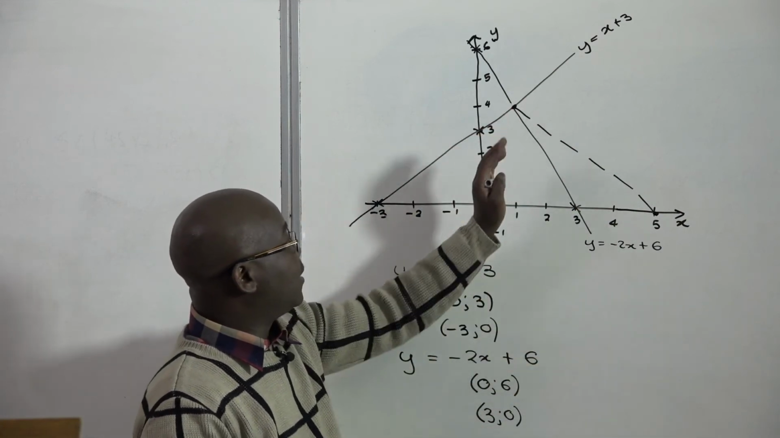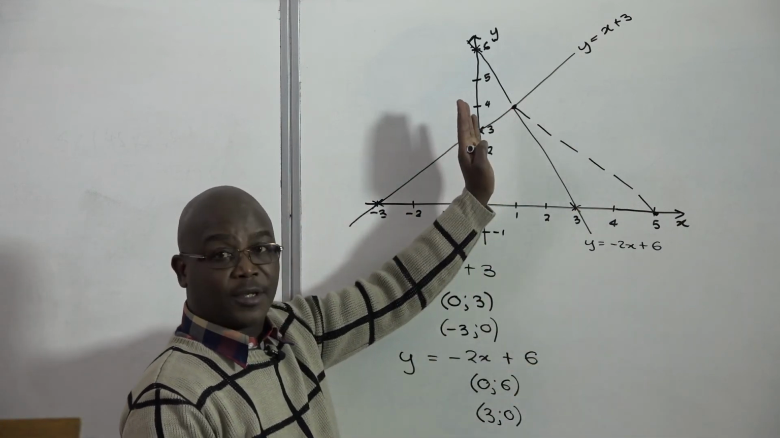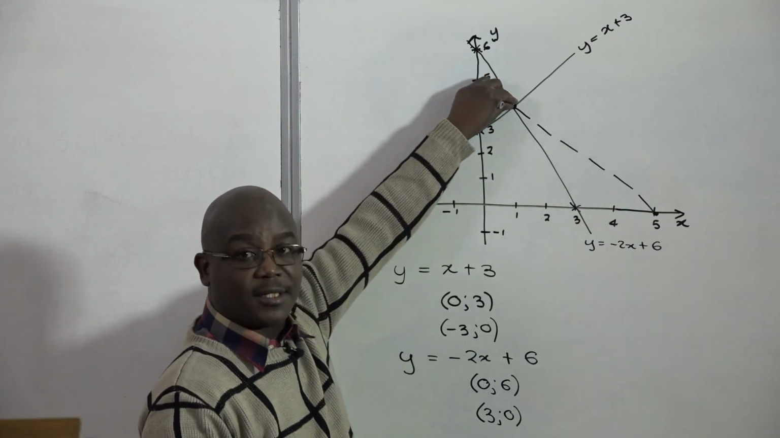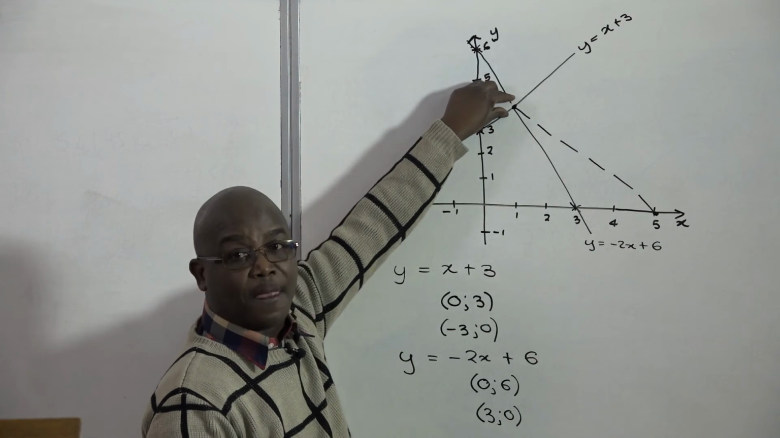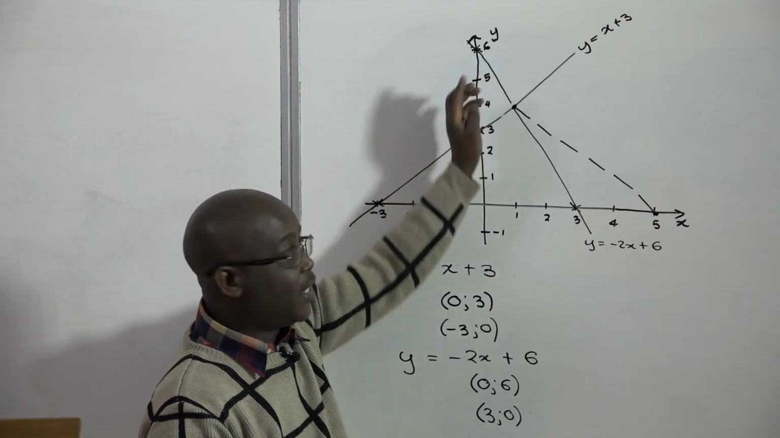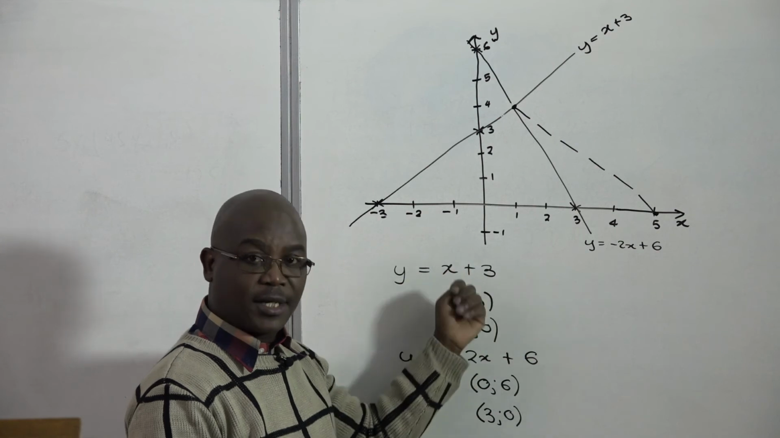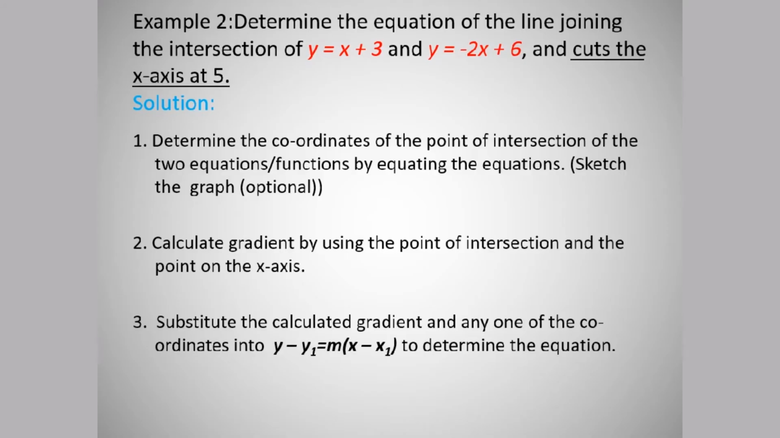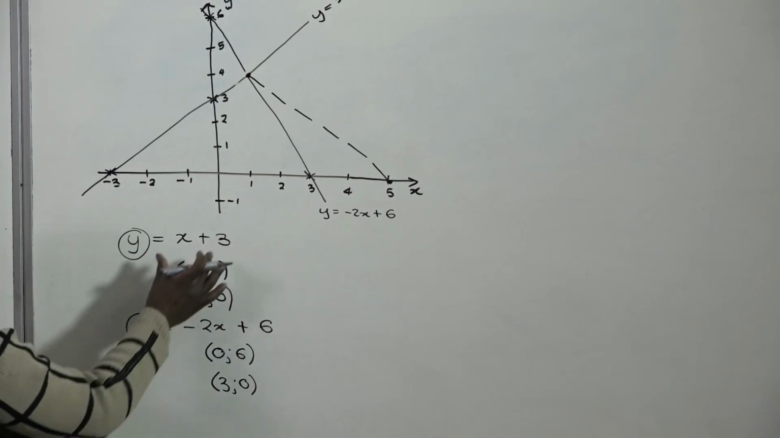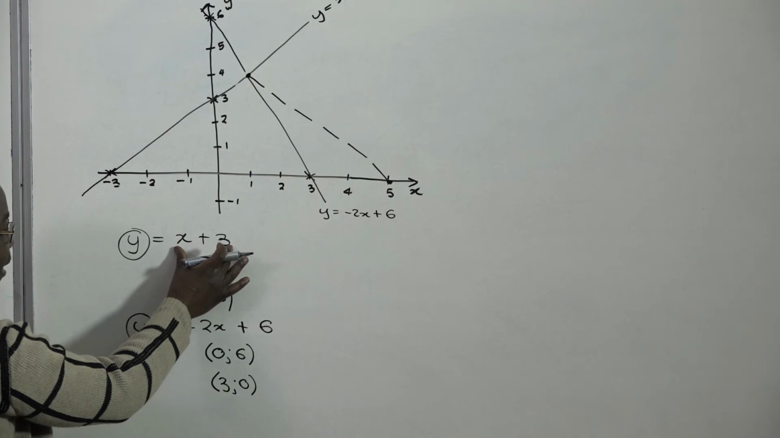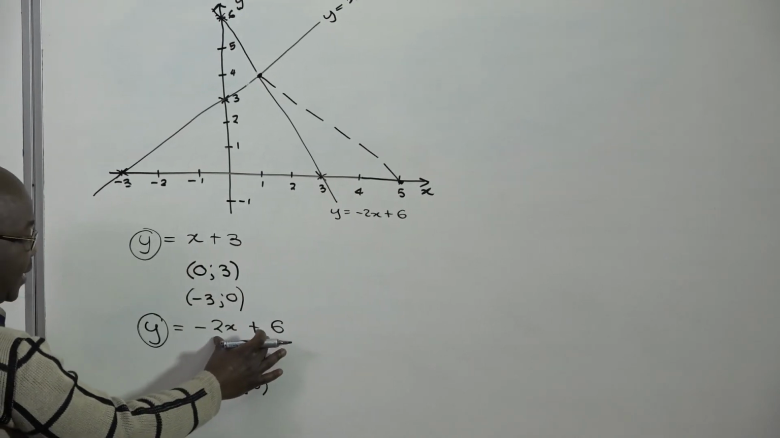But using the sketch, it is not going to be easy to know the coordinates of this position. So we need to use a calculation to determine the exact coordinates. We cannot read them from the sketch because it is a sketch. Our two equations, y is equal to x plus 3 and y is equal to minus 2x plus 6. This y and this y, they are the same, which means this right-hand side of the equation is equal to this right-hand side of the equation.